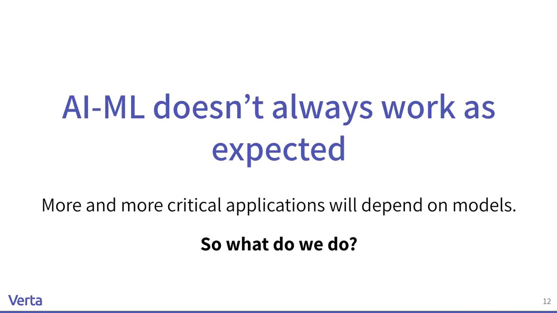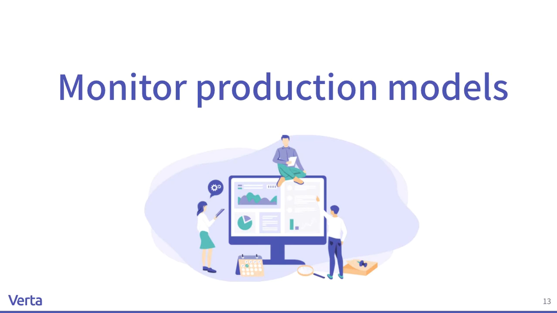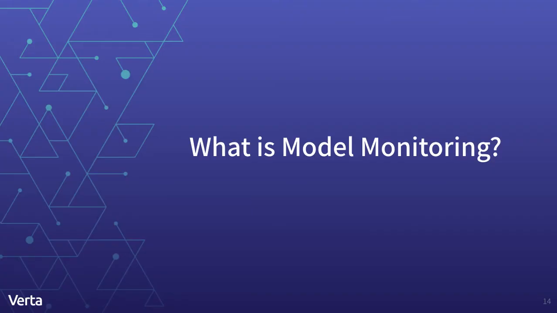So just to bring it home, AI ML doesn't always work as expected. Nonetheless, critical business apps are reliant on them. So what do we do? The answer is simple. We need to begin with monitoring our production models. So what is model monitoring?